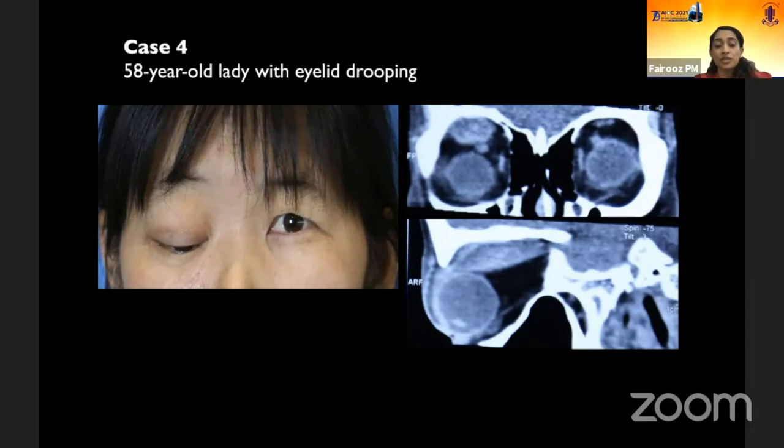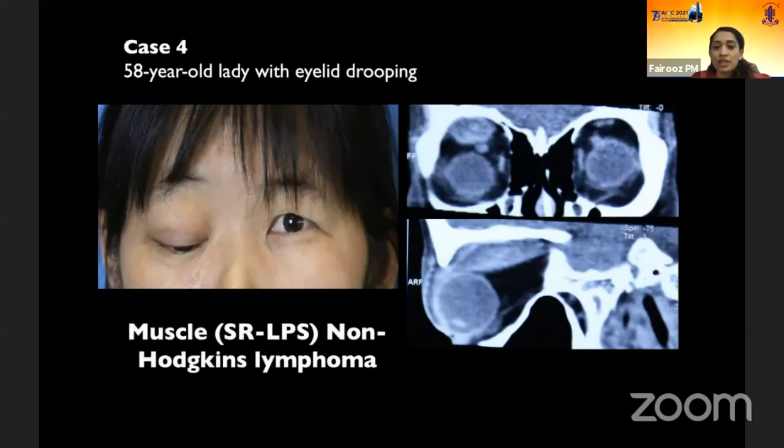This is yet another 50-year-old lady with eyelid drooping. In fact, she was diagnosed as a case of myositis. She was radiologically evaluated initially. She has this large, severely enlarged superior rectus LPS complex. She was being treated with intravenous methylprednisolone, thinking it was myositis, but there was no response. Then we had to go in and take a biopsy when she was referred to us, and this also came as a muscle non-Hodgkin's lymphoma.